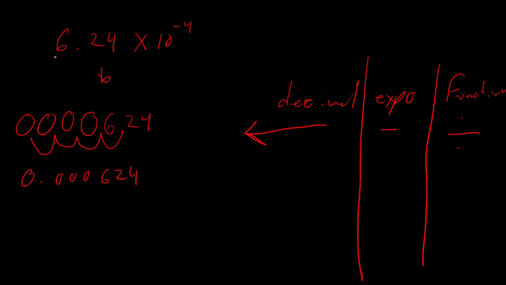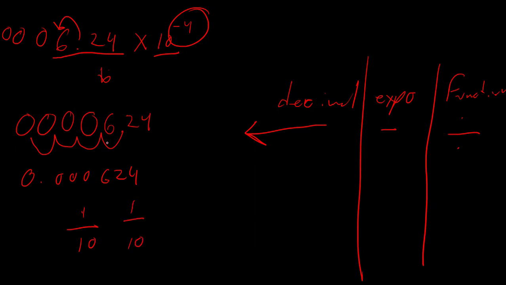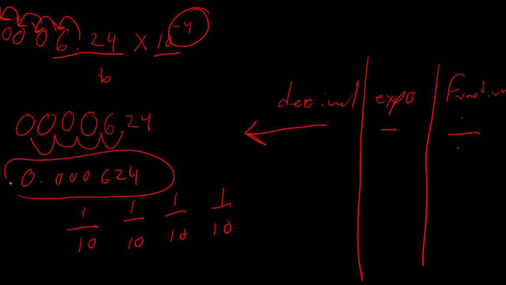So what we're doing is dividing this decimal portion in increments of 10 4 times. So we divide it by 10 one time, we bring the decimal here, we divide it by 10 another time, brings the decimal there, divide it by 10 another time, brings the decimal here, divide it by 10 another time, and it brings the decimal there, and we end up with 0.000624.